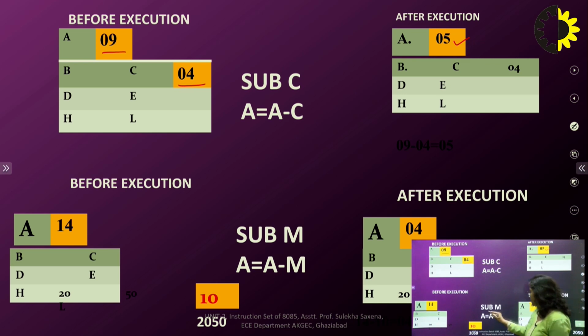If we write SUB M, then the memory location will be pointed by HL pair. Let HL be 2050. So the instruction will move to 2050 location, fetch the data 10, and subtract it from the accumulator. 14 minus 10, that is 4, will be saved to accumulator.